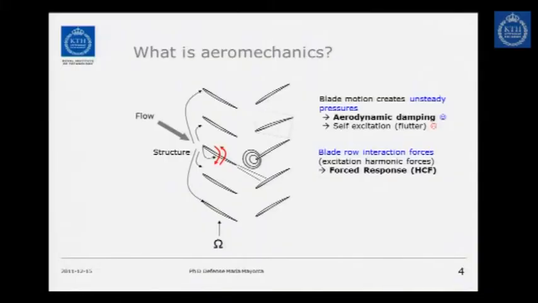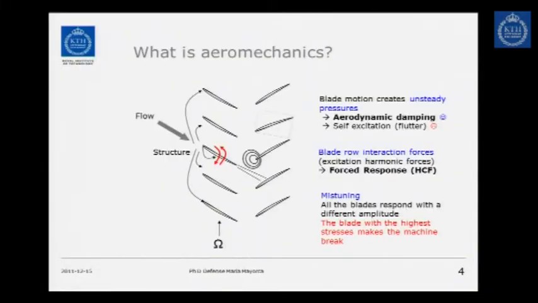Also, the ideal case is that all the blades are the same, but actually this is not true due to manufacturing tolerances, so I just make a drawing there that the blades can be a little bit different, and this is referred to as mistuning. And the problem with mistuning is that it can cause all the blades to vibrate with different amplitude, and usually you have a higher amplitude than what you want, so the blade with the highest amplitude is the one that is going to fail.